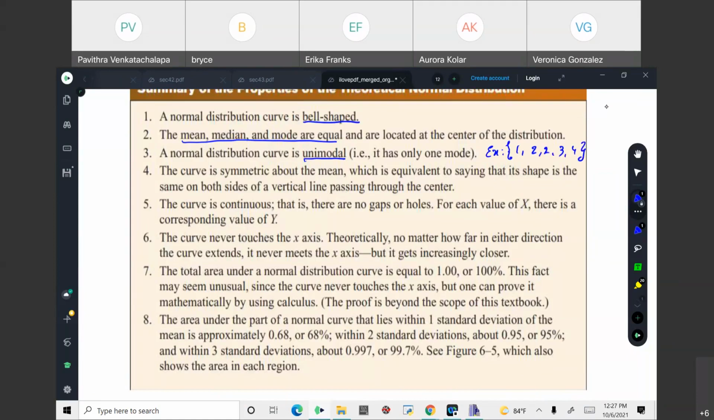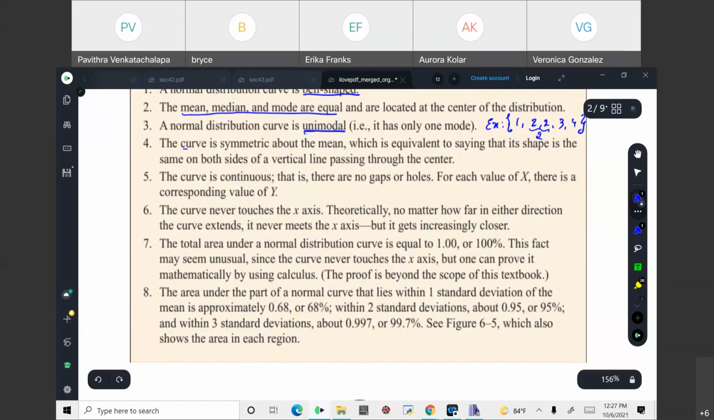A number which is repeated most number of times. So in this case it is 2. So we have only one mode, and this is called unimodal. They say that in a normal distribution, we always have only one mode. There is only one mode, unimodal.